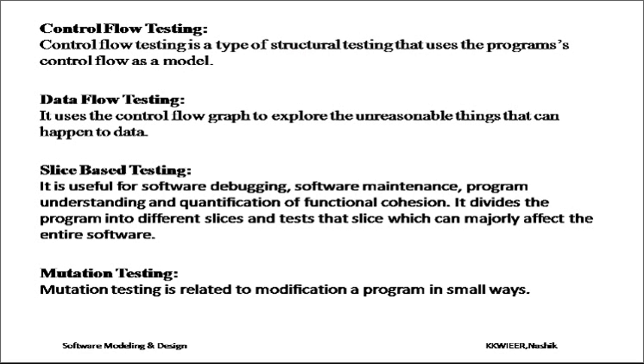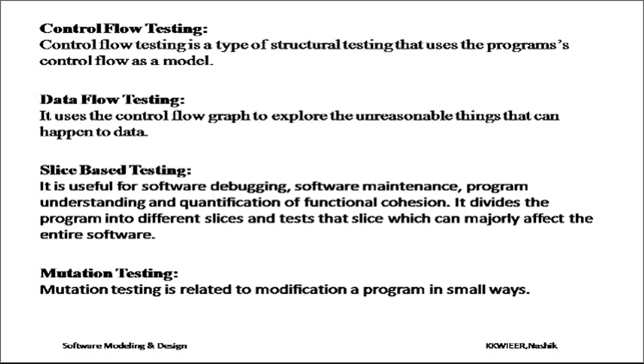Next is the data flow testing. It is used to control the flow graphs to explore the unreasonable things that can happen to the data. The detection of the data flow anomalies is based on the association between the values and variables: usage of variables without initialization, and initialized variables that are not at all used.